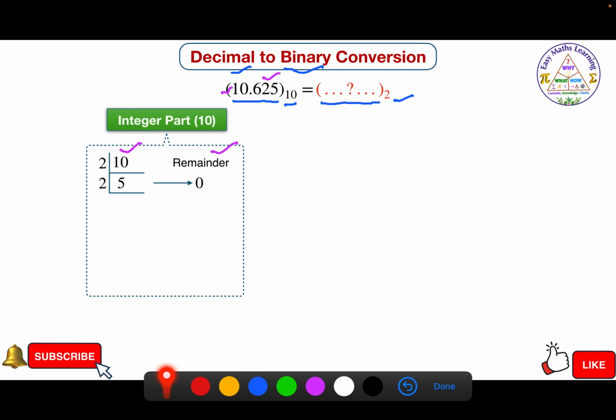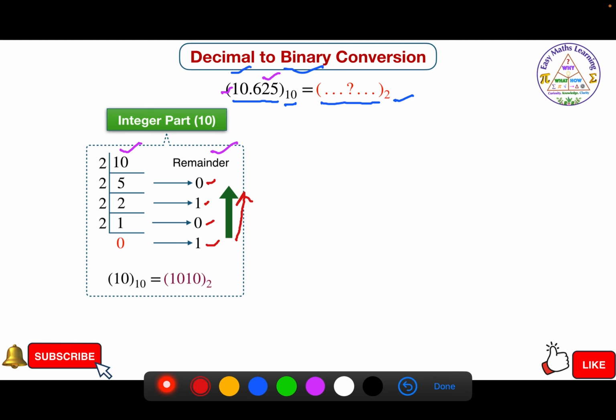Now again we divide: 2 twos are 4. Then remainder will be 1 now. Now we divide again by 2. So 2 ones are 2. So remainder will be 0. Now we divide again by 2. So 2 zeros are 0. So 1 minus 0, remainder will be 1. Now we write remainders from bottom to top, means we record number as 1 0 1 0.